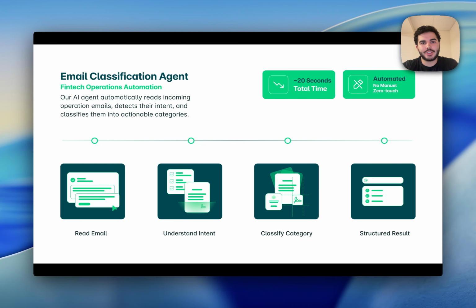So fintech operation teams receive tons of emails daily from ministries, regulators, tax offices, and courts. Sorting them manually wastes time and of course increases the risk of errors. What our agent is going to do is automate this process in 4 clear steps: read the email, understand the intent, classify the category, and route the result. Each email is processed fairly quickly, fully automated, and no manual input is needed. With that being said, let's jump into the code to see how this agent is actually built.